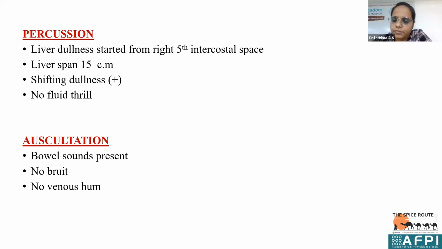Okay, then what about NASH? NASH is one more reason for chronic liver disease, right? What will you get? Xanthomas will be there, abdominal obesity, acanthosis nigricans, and some striations in the abdomen. So you look for these at different causes.